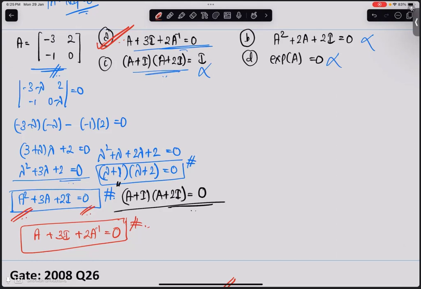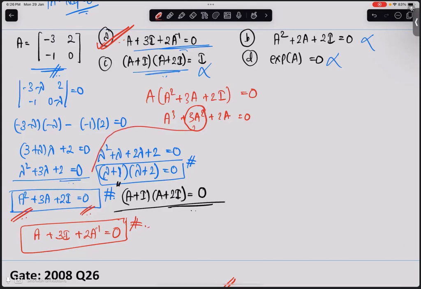What they can do if they want to make a tough examination paper, they can even multiply this equation with A. So if you have A square plus 3A plus 2I is equal to 0, they can just multiply another A here and still it will be 0, right? Then what you have to do? You will have A cube plus 3A square plus 2A is equal to 0. And then this A square will again come from this expression. Lot of tricks they can do, but just remember that everything is going to be related to the characteristic equation for the matrix A.